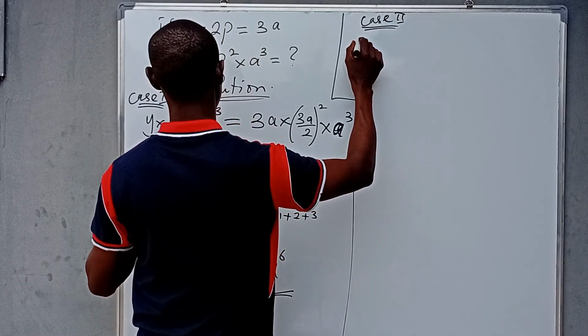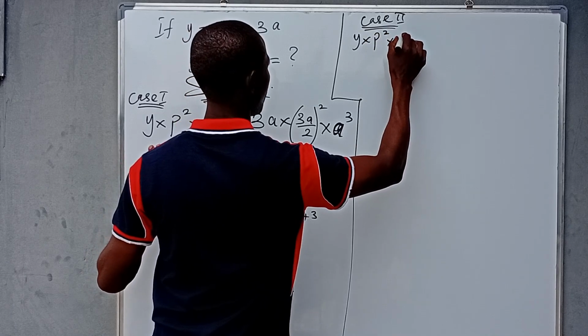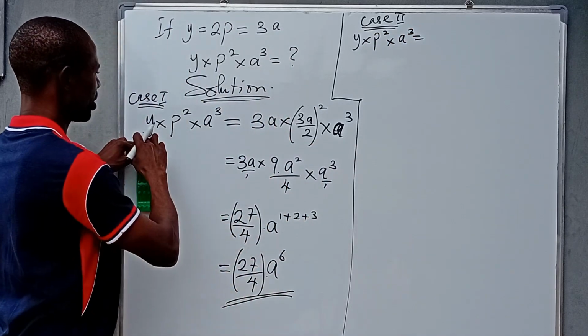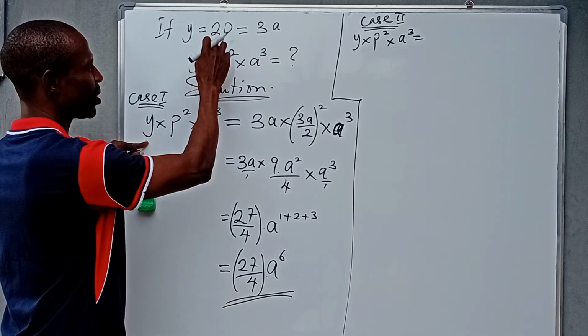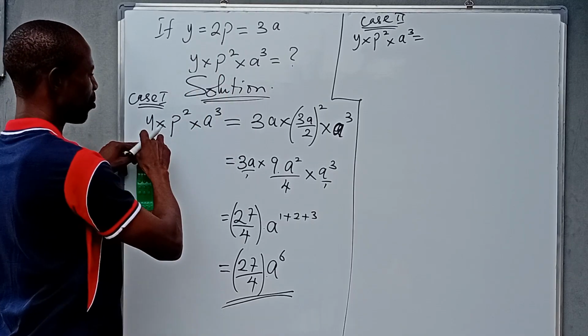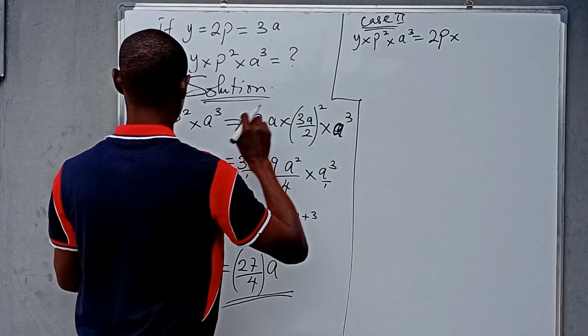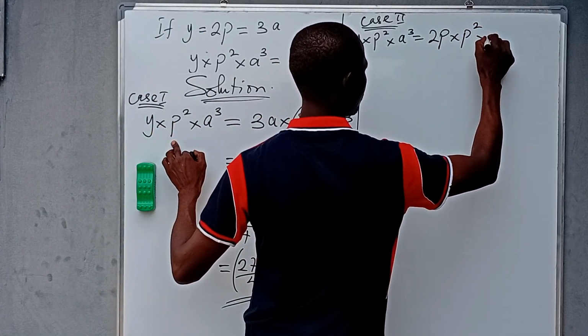So we're going to have y times p squared times a to the power of 3 will now be equal to, we look for the relationship between y and p. y is equal to 2p. So in place of y, I'm going to put in 2p here. So we have 2p times, in place of p, I'm not changing it. So it's going to remain p to the power of 2.